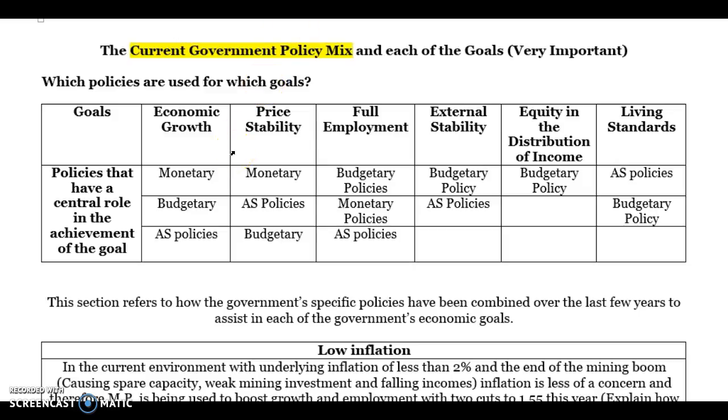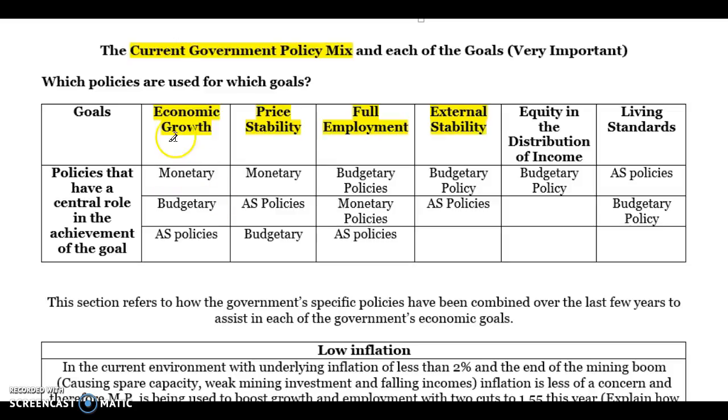So in terms of which policies are useful for each goal, you can see I've got a little table here that goes through which policies can be used for economic growth, for price stability, for full employment, external stability, and so on and so forth. So you can see this is basically an indication of what you want to be talking about when you're linking each specific goal to the different policies that can be implemented.